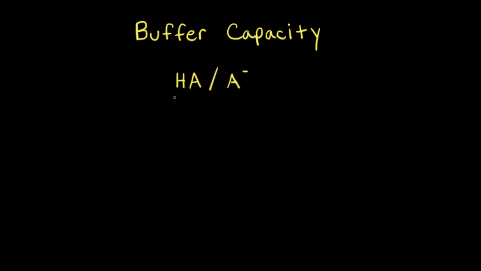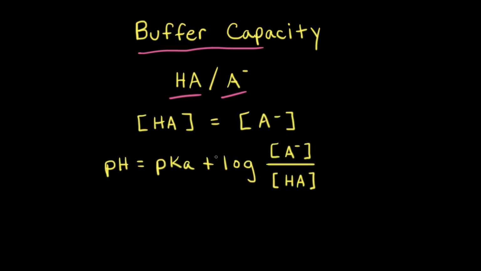Buffers consist of a weak acid, which we will represent as HA, and its conjugate base, which is represented by A-. And buffers resist large changes in pH. Buffer capacity refers to the amount of acid or base the buffer can neutralize before the pH starts to change by a large amount. To better understand buffer capacity, let's start with a buffer that has an equal concentration of the weak acid HA and the conjugate base A-.